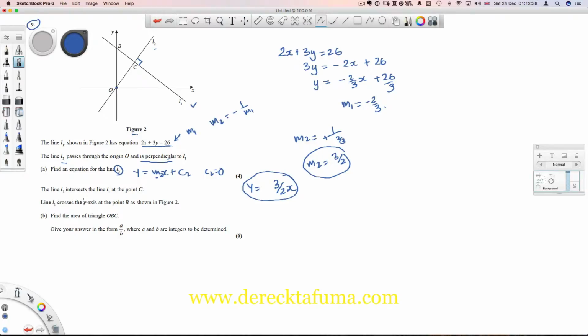Right, now the line L2 intersects the line L1 at point C, which is that point. Let's change the color at this point. The line L1 crosses the y-axis at point B, which is that point. Now, if we know the equation for L1 as being minus 2/3 x plus 26 over 3, it means that this is the y-intercept, so this here is 26 over 3. Okay, find the area OBC.